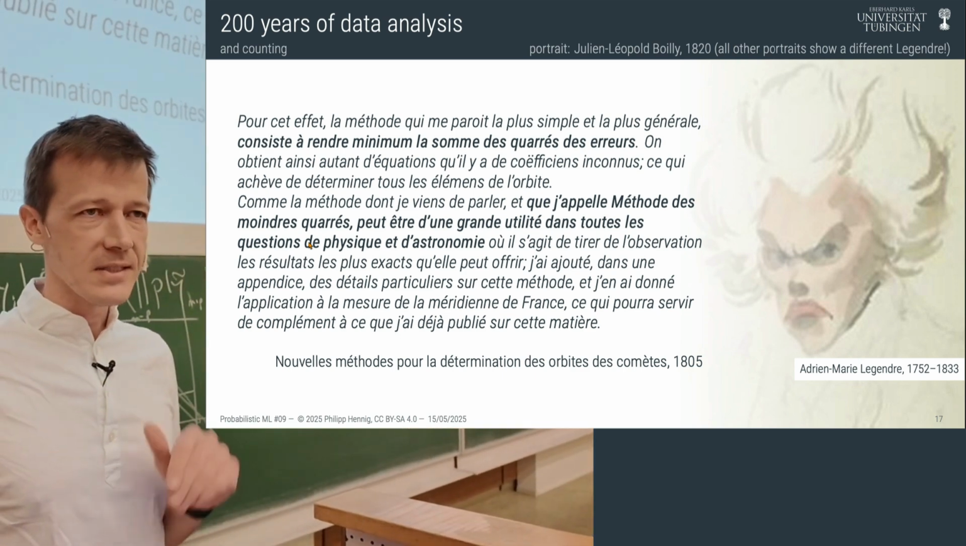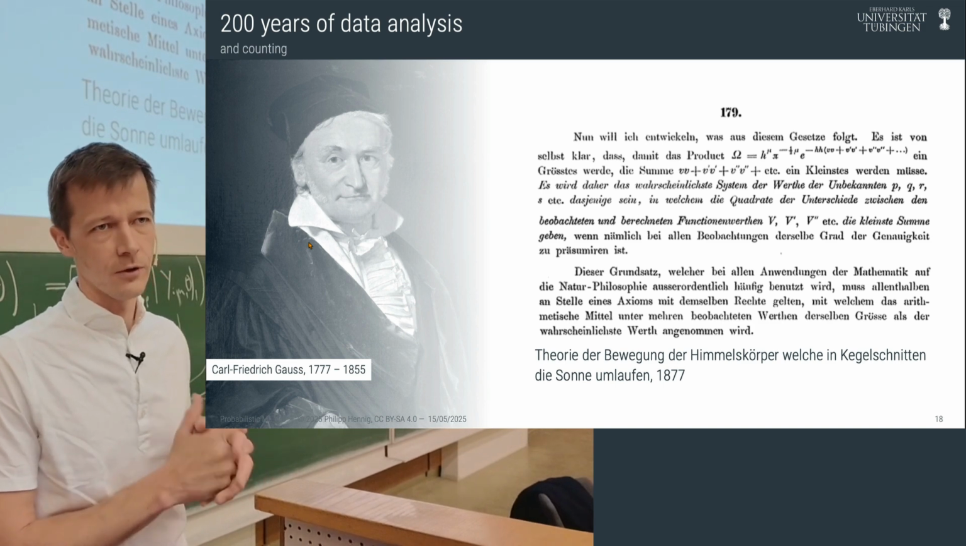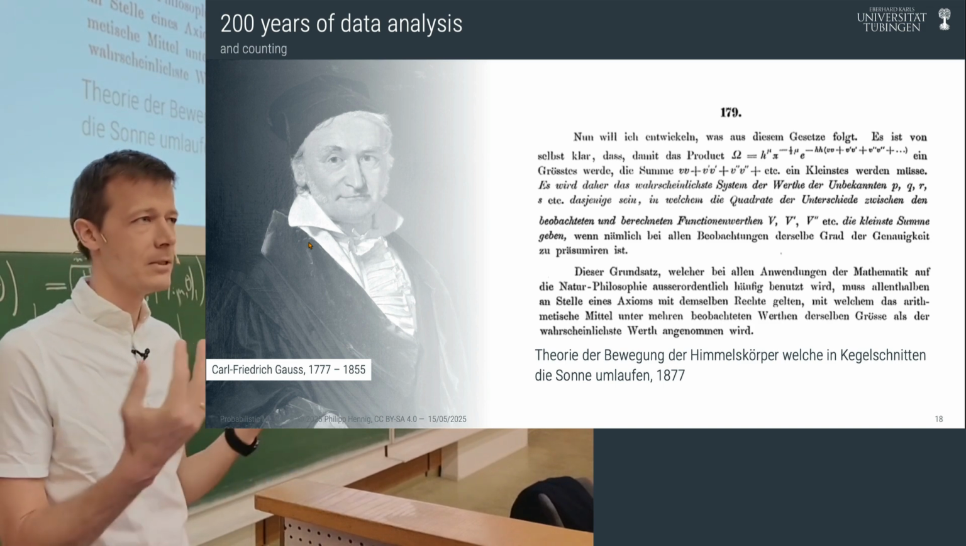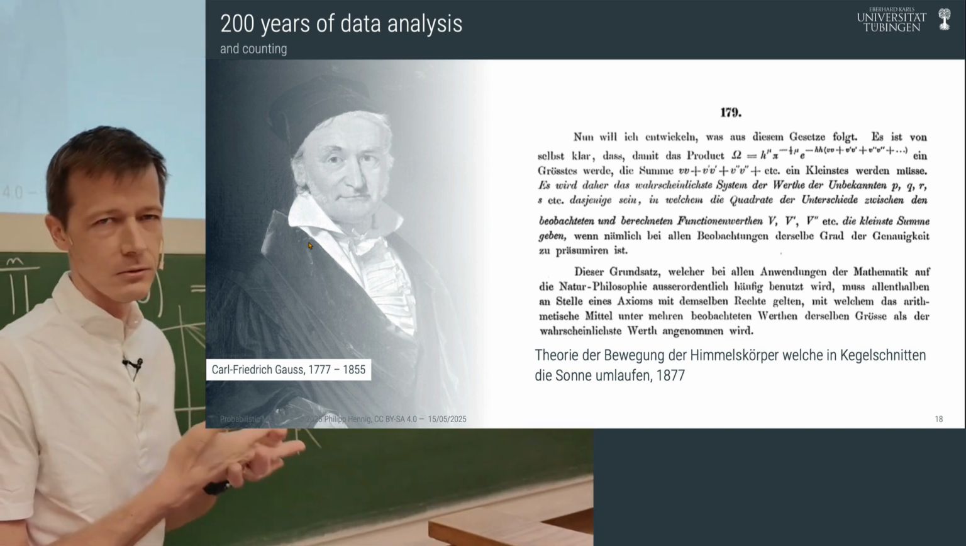And then in 1877, Gauss did basically the same thing also for planets, well, like Himmelskörper, this time planets. And he writes in German, he ignores Legendre, maybe he knew of him, I don't know.